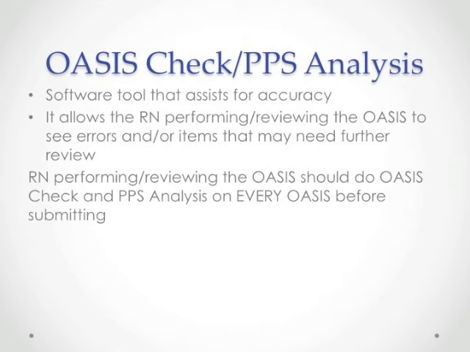So if you said the patient needs assistance with ADLs or bathing, and then you go to 2100 and you say patient is completely independent with no assistance, then it will pull up an error to let you know you need to go back and review that. So make sure anytime you do an OASIS visit, whether you perform the visit itself or if you are reviewing, that you do those two things.